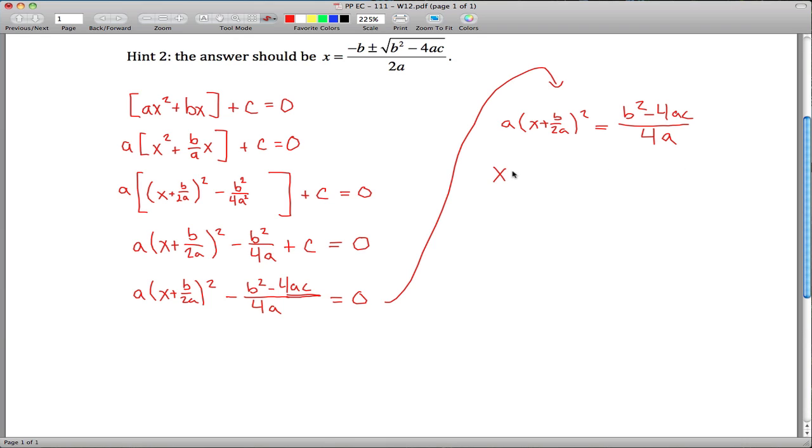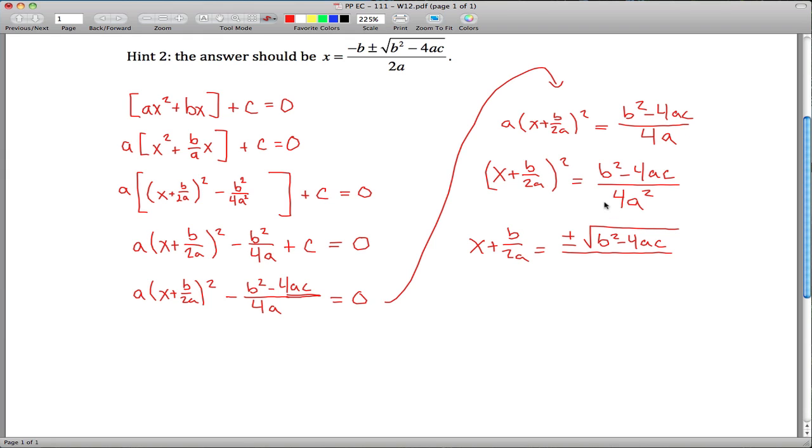Divide both sides by a. You get x plus b over 2a squared equals b squared minus 4ac all over 4a squared. Take the square root of both sides. x plus b over 2a equals plus or minus, anytime you take a square root. So we get the square root of b squared minus 4ac divided by, instead of the square root of 4a squared, since this is a perfect square, we can just write 2a.